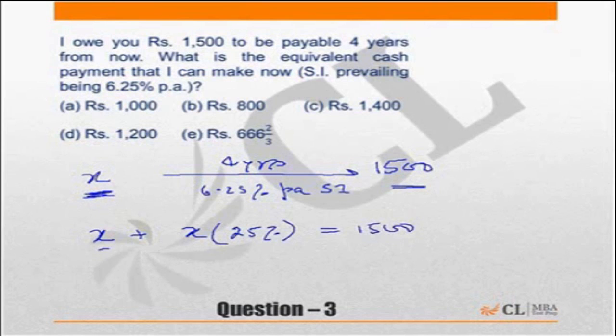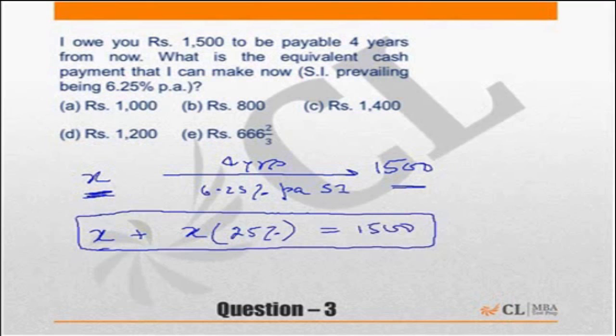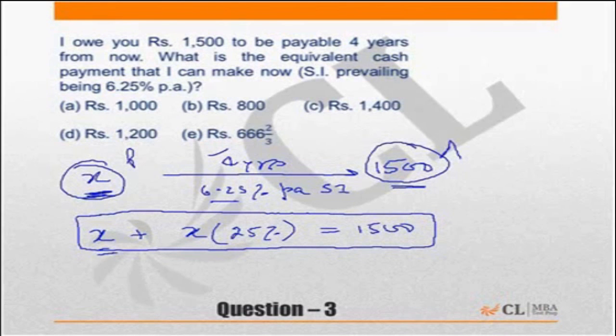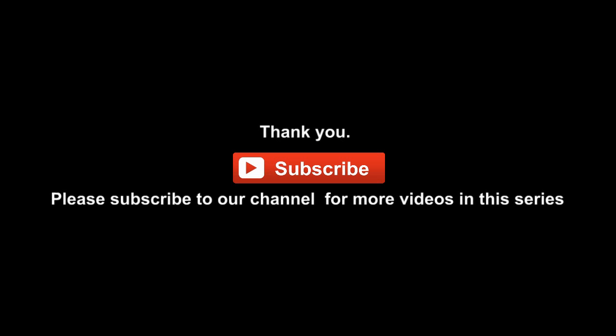Or in other words, the question is, how much amount should I put in bank today at 6.25% for 4 years so that it will become 1500 rupees. So in a way, this is the principal, this is the amount, and this is the interest. So principal plus interest has to be equal to the amount.